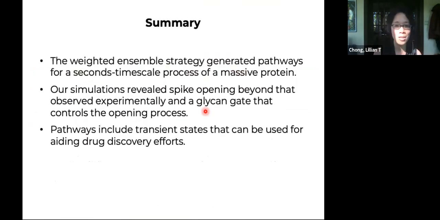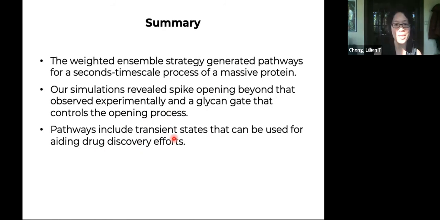But first, let me summarize this part of the talk. We were able to generate pathways for a seconds timescale process for this massive protein. So this is quite a high watermark for these ensemble MD simulations. Our simulations revealed spike opening beyond what was observed experimentally, as well as this glycan gate that controls the opening process. So that gates the switching process of this natural protein. And finally, our pathways include transient states that can be used to aid drug discovery efforts. And this includes those further open states.